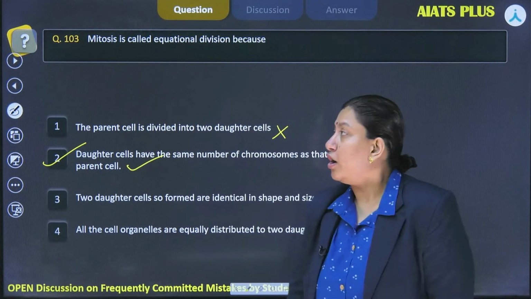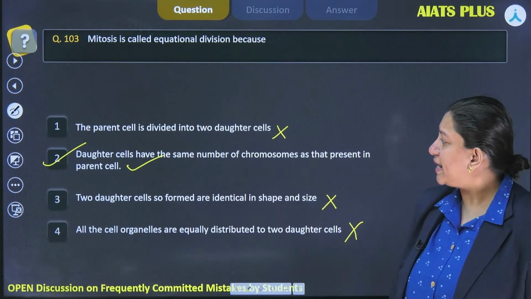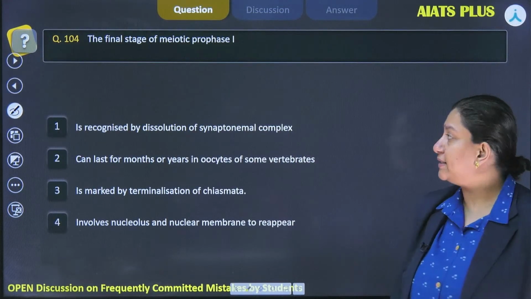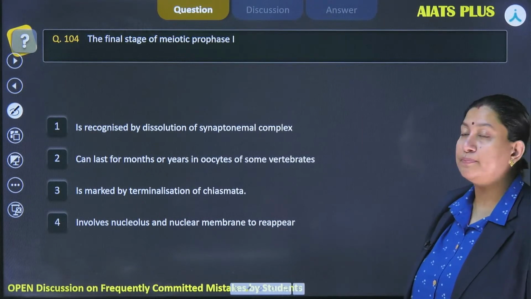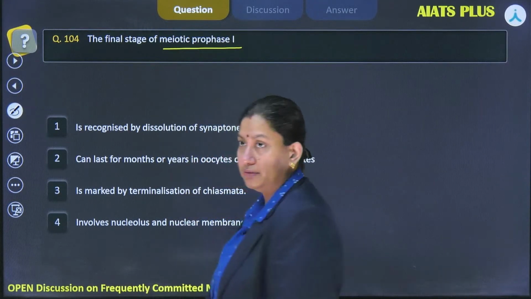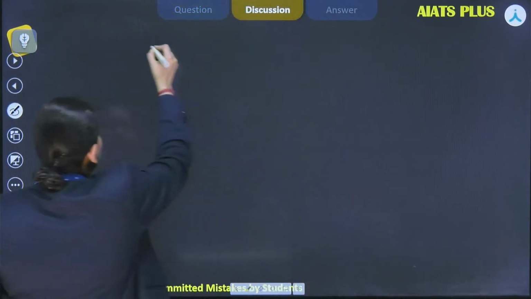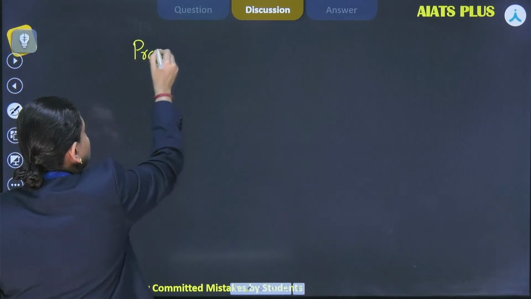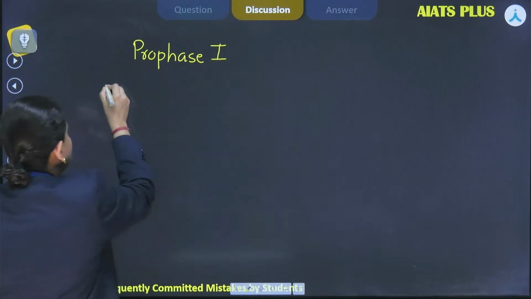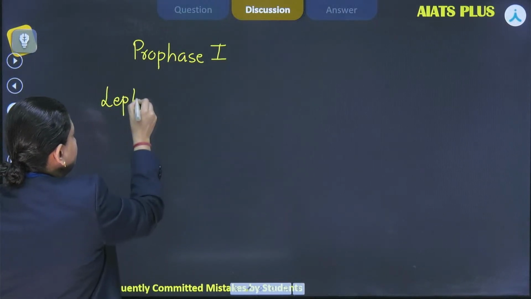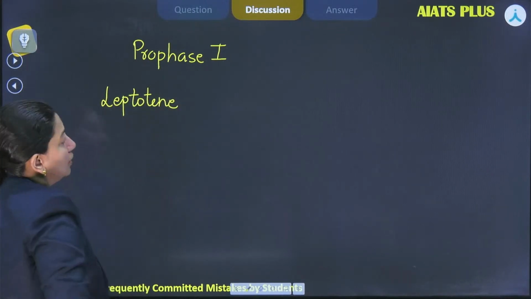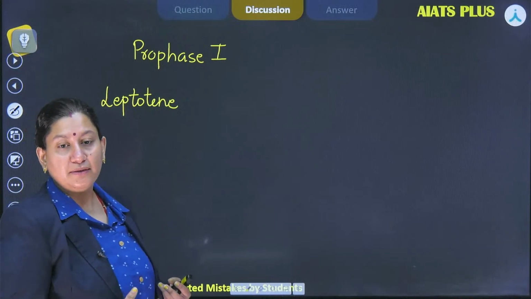All right, moving ahead, we have another question, question number 104, and it says the final stage of meiotic prophase 1. So when we talk about meiotic prophase 1, we will be having leptotene, which begins it, a small stage, right, over here.